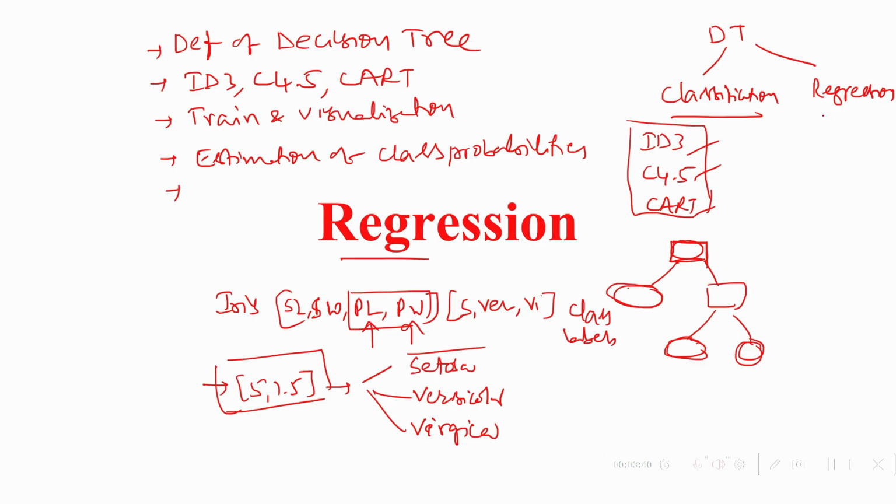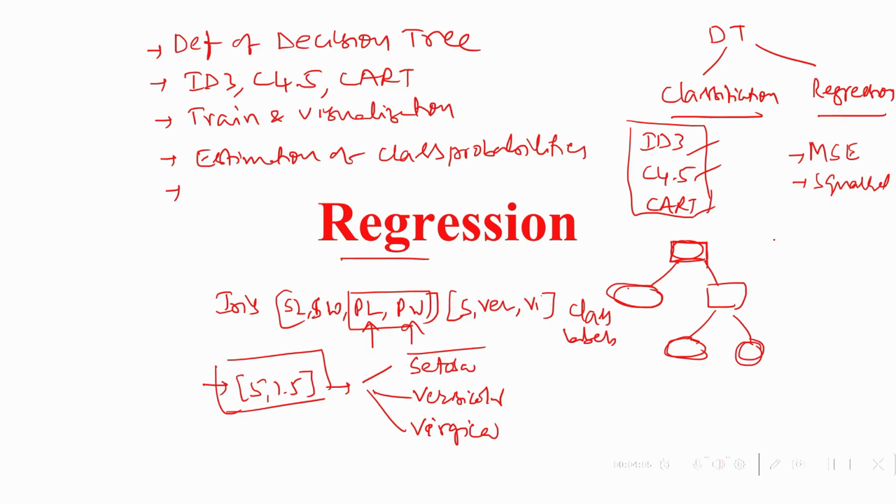In regression also, we construct the decision tree, but here the main thing is that we use the concept of mean squared error. There are different types of error measures, such as squared error. And for the output, we are giving the input values.